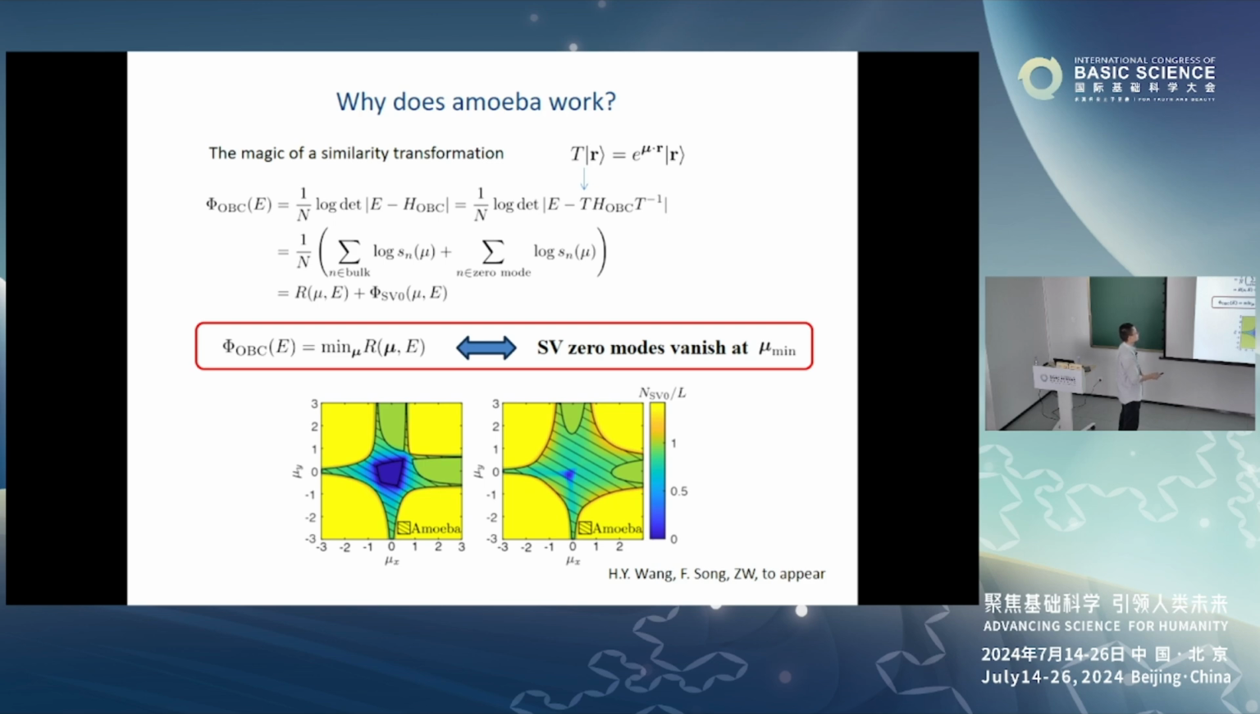And this is indeed consistent with the numerical observation. We find that at the Ronkin minimum, in the central hole or at some particular point, the singular value of the zero mode vanishes. So this explains why the minimization of the Ronkin function gives us this Coulomb potential and the generalized Brillouin zone and so on.